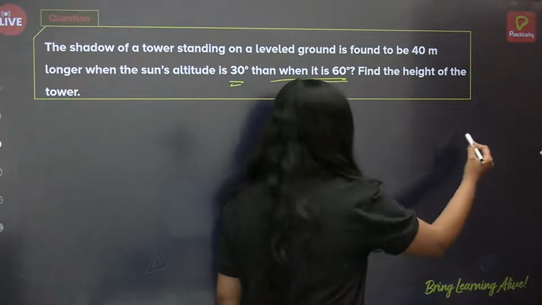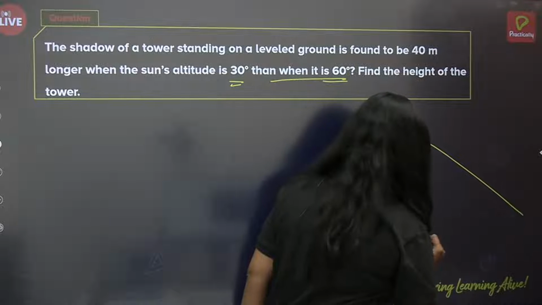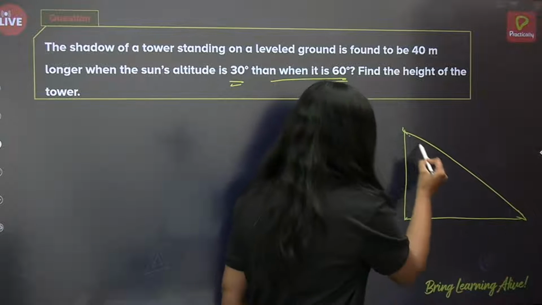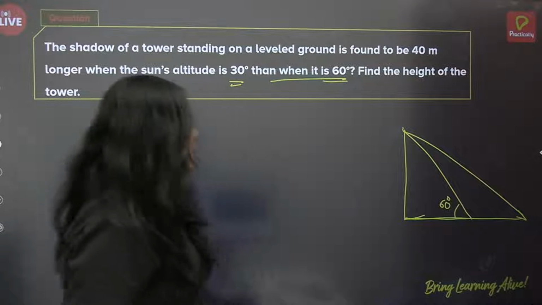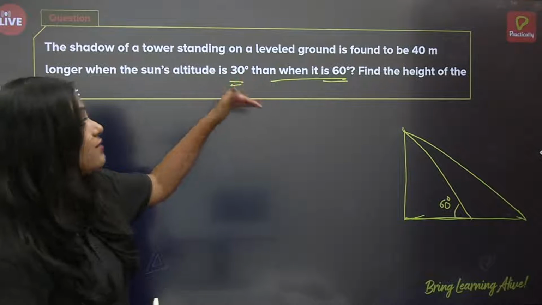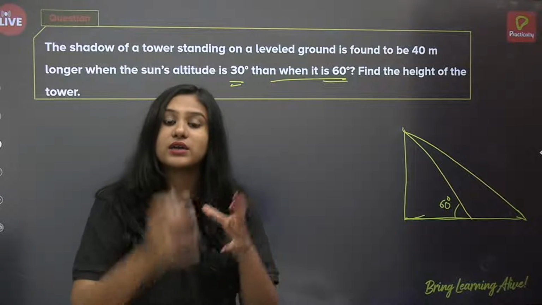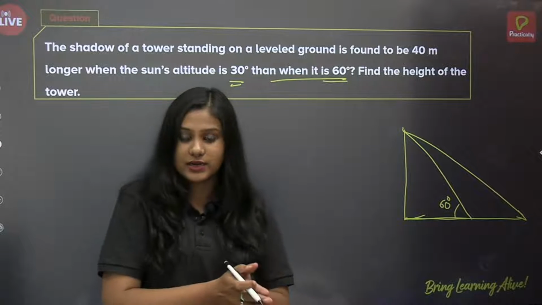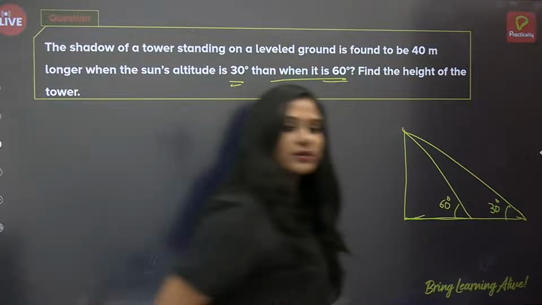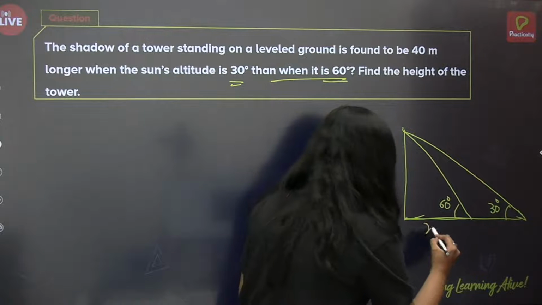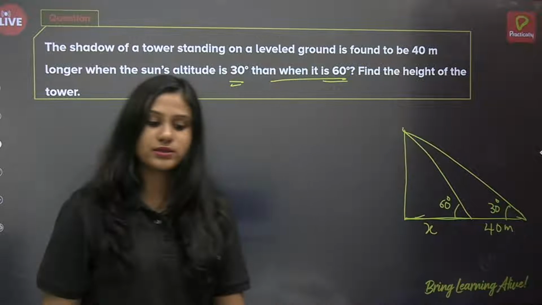So there is the level ground, correct? And there is a tower standing. Now the shadow of it, this is at 60 degrees, correct? This at 60 degrees, when the sun's altitude is 30 degrees than when it is 60 degrees. So the length of the shadow is more when the sun's altitude is 30 degrees, correct? So if this is 60 degrees, this will be 30 degrees. Of course, yes. So when this is x, this will be 40 meters, right? All these are in meters.